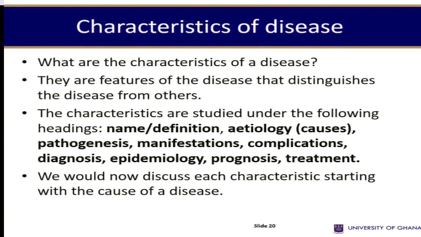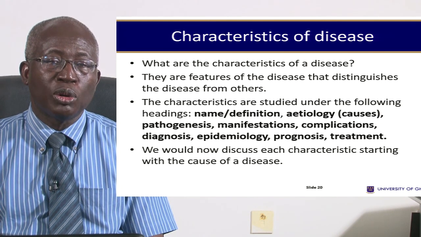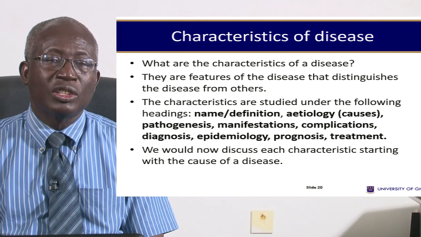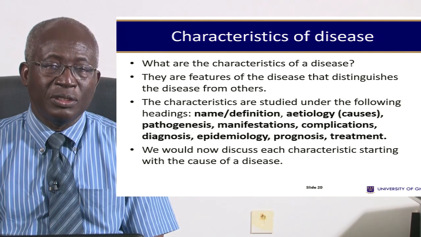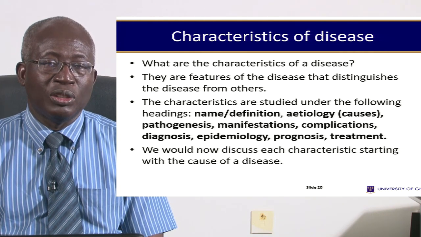They are the features of the disease that distinguish the disease from others. You can study the characteristics of disease under the following headings: a name that comes along with the definition, etiology, the cause of the disease, pathogenesis, manifestations, complications, diagnosis, the epidemiology, the prognosis, treatment. So we are going to discuss each characteristic of disease. We are going to start with etiology.